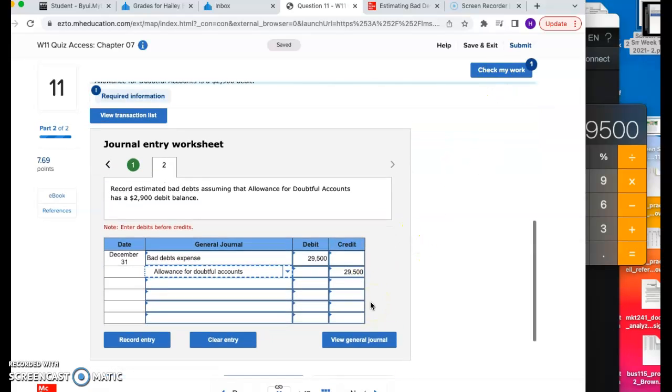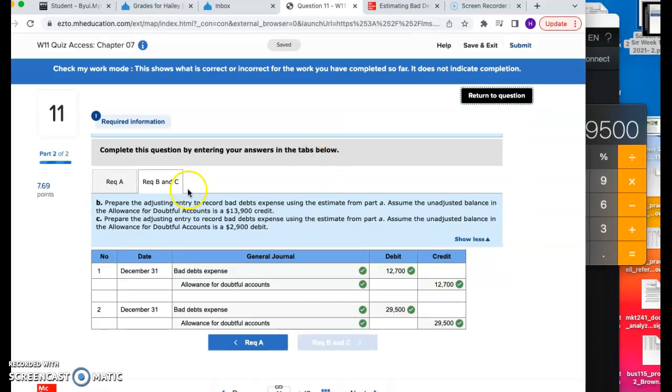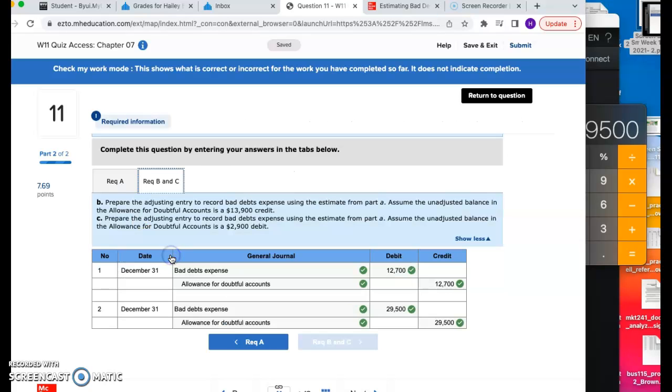And you can go ahead and check our work right here. And everything looks good. So yeah, that is how you do problems 10 and 11. So hopefully that helped you out.